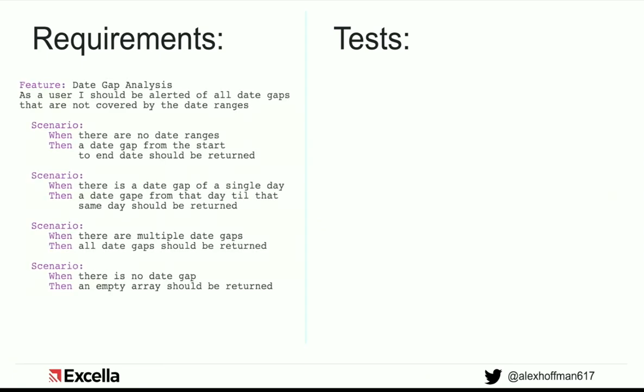So I want to look at one last example, and this is an example of something that I was actually tasked with on a project that I was working on recently. Here's the gherkin for the issue. Basically, it's a date gap analysis. I was given a start date, an end date, and some date gaps. And from those, date ranges. And from those date ranges, I had to find the date gaps that weren't covered by those date ranges.